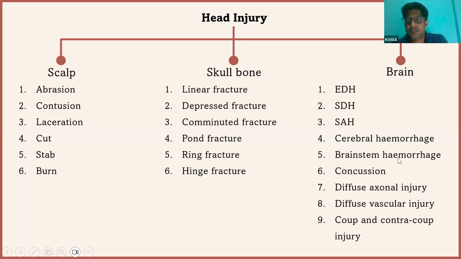We should also know what a brainstem hemorrhage is. Then the special aspects of head injury that we have to discuss in forensic medicine: concussion, diffuse axonal injury and diffuse vascular injury, and coup and contrecoup injury. These are the overview. If you know these topics and are able to describe these injuries, that is enough at your forensic level.